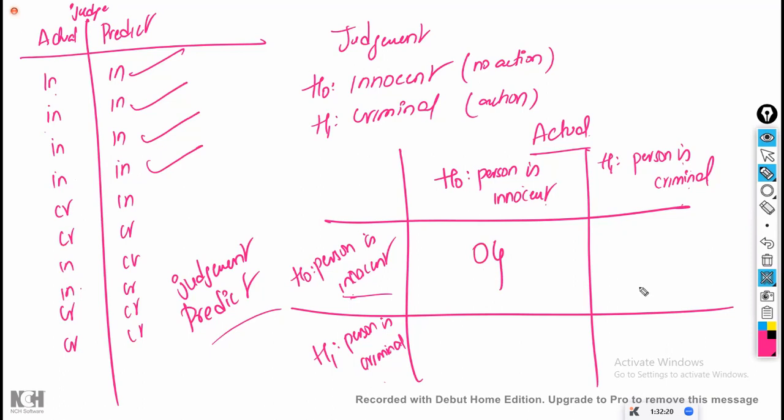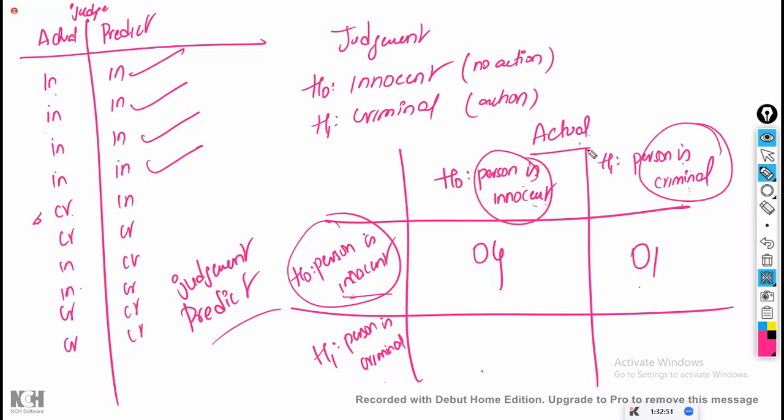Now coming to this one, actual side is criminal, predicted side is innocent. Criminal is here, but predicted innocent. Only 1 record is there, like that, 1. This one, actual the person is innocent.